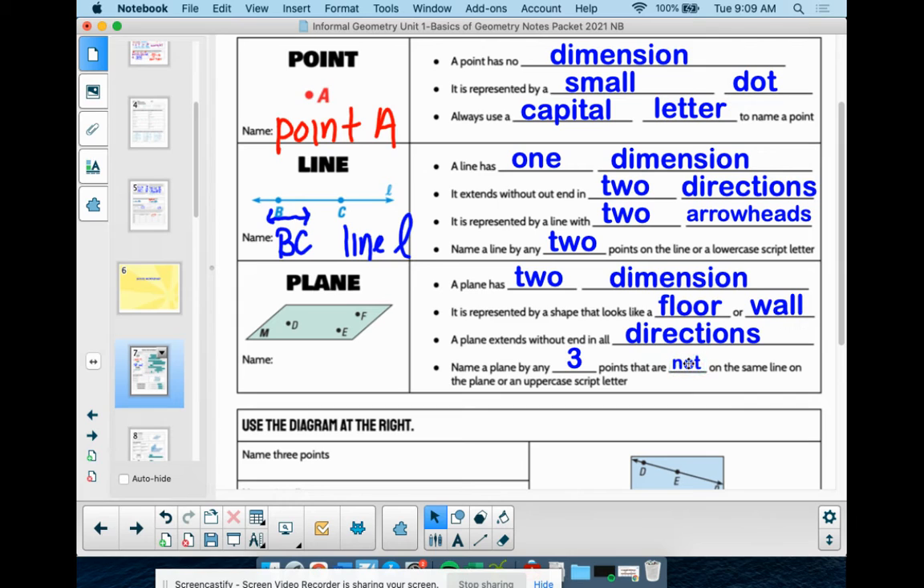We have a few different ways we can name it. We can name it with either any 3 points on the plane that are not on the same line. We'll talk about that in a second. Or this capital letter in the corner.